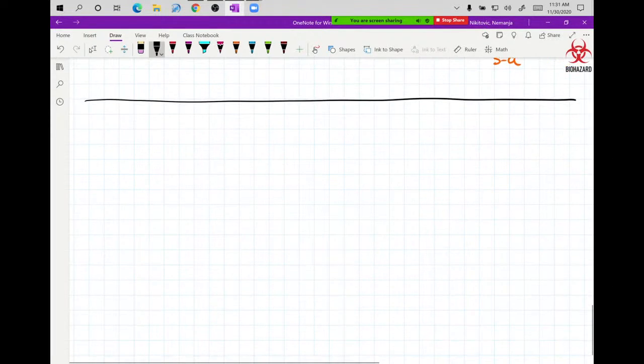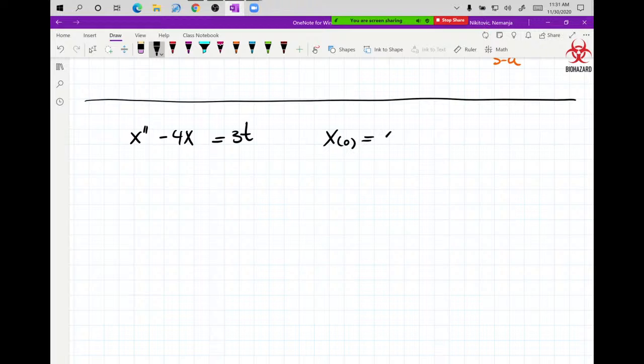Now let's take a look at another full problem, with trying to calculate everything. So we have x double prime minus 4x equals 3t with x of 0 equaling x prime of 0 equaling 0. All right, this is our problem, and we all know we can solve this with chapter 3.